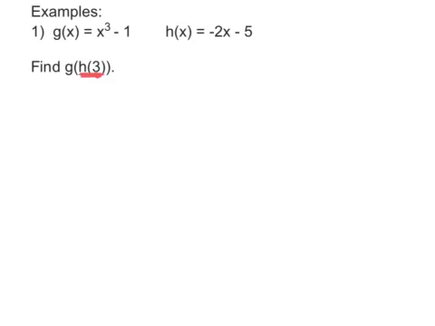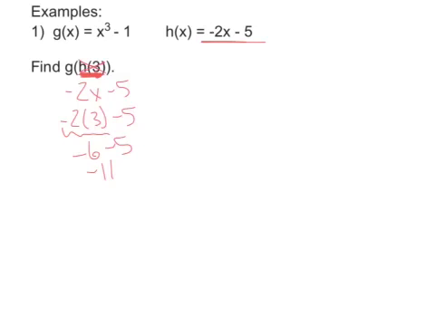So our h function is negative 2x minus 5. And we're going to fill in 3 for the x. So negative 2 times 3 minus 5. So negative 2 times 3 is negative 6 minus 5, which gives us negative 11. So that's our answer for h of 3. So we'll mark that out. That's what we just evaluated.